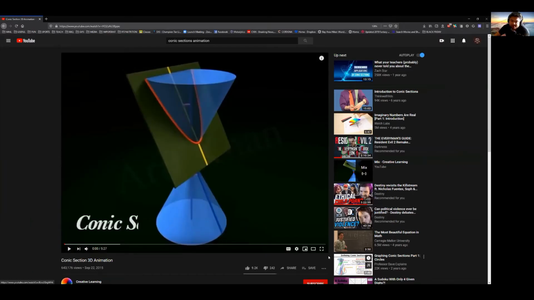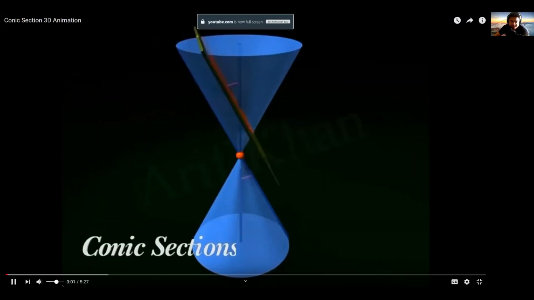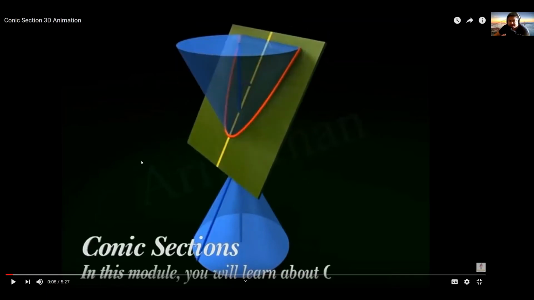Here's a quick video of what a conic section is. In this module, you will learn about conic sections. So, simply enough, you have this weird cone-shaped thing. That's why we call it conic sections. When we take a section of it and slice it like this, you make a parabola.